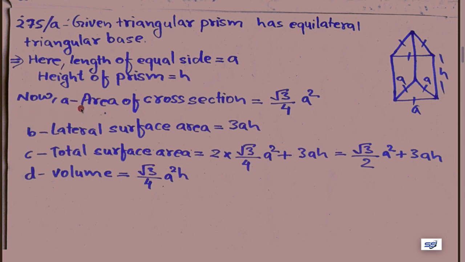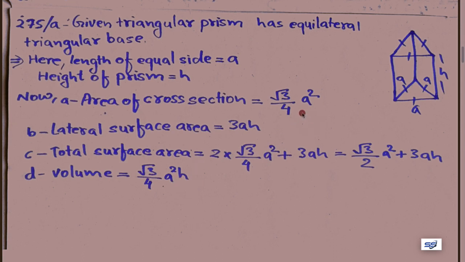Now using the formula, A is equal to area of cross section is equal to root 3 upon 4 A square. Lateral surface area is equal to 3 A h. Total surface area is equal to 2 into root 3 upon 4 A square plus 3 A h is equal to root 3 upon 2 A square plus 3 A h. The volume is equal to root 3 upon 4 A square S. In this way, we will find everything related to prism using all these formulas.